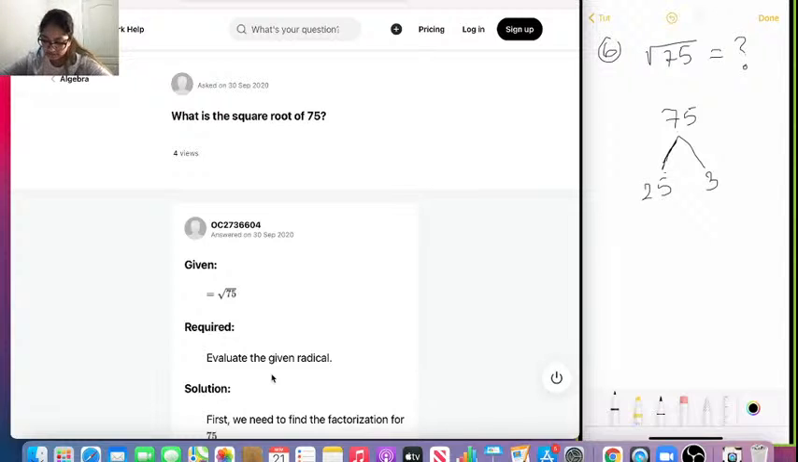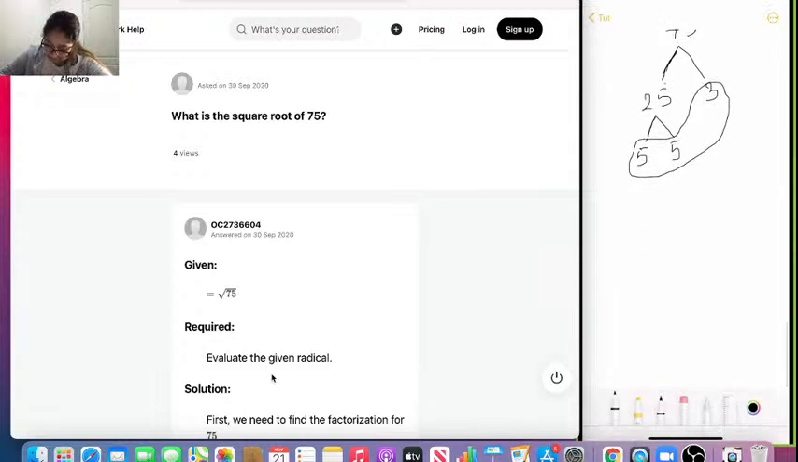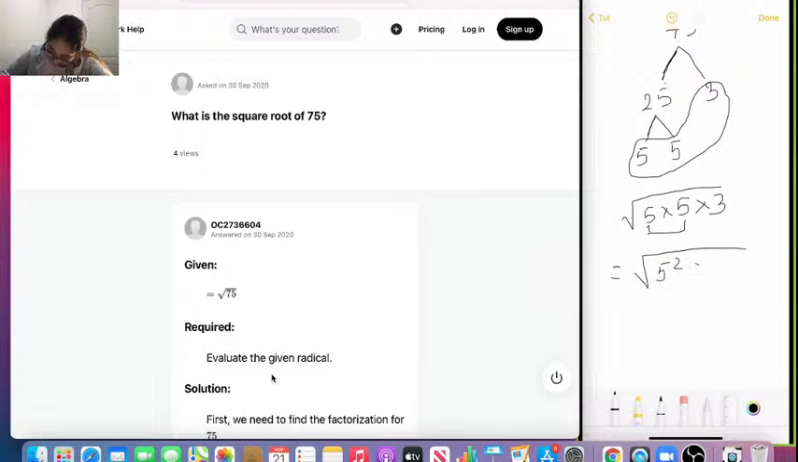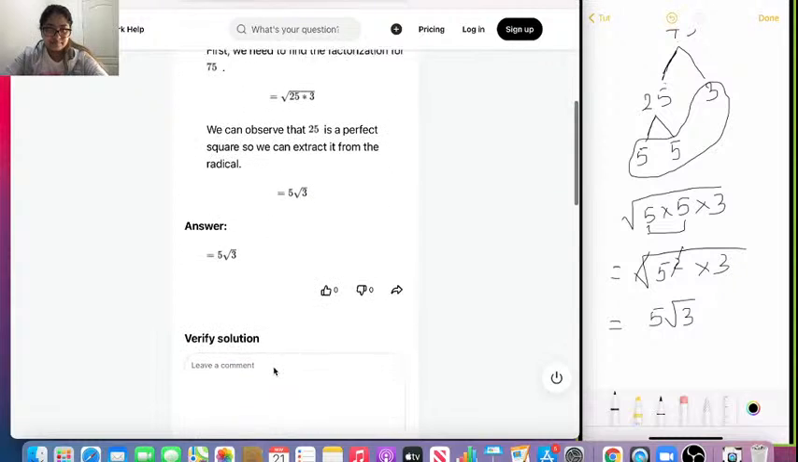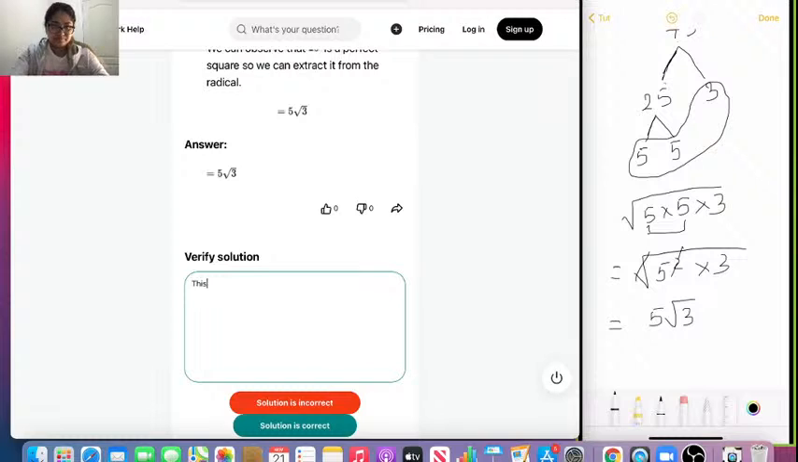times 3. And so we can further evaluate 25. So break down 25, which is 5 times 5. And so in this case, we take these, our lowest numbers, and we express this under a square root. 5 times 5 times 3, and so we can group these two 5's together, and we have 5 squared times 3, and so we know that if there's a square and a square root, they both cancel out, and so what we eventually have is 5 root 3. This is the correct answer.